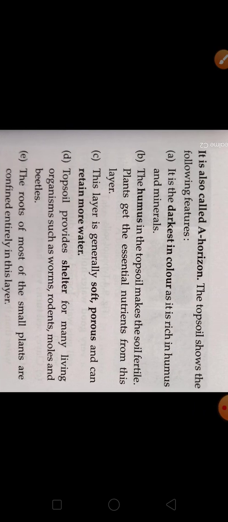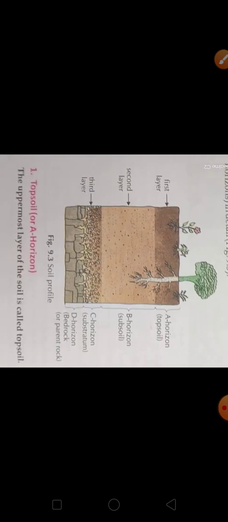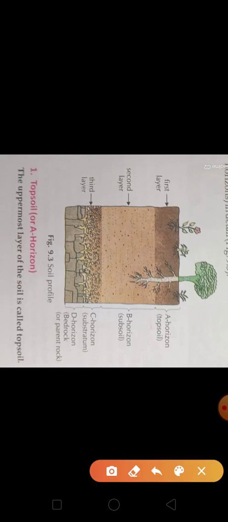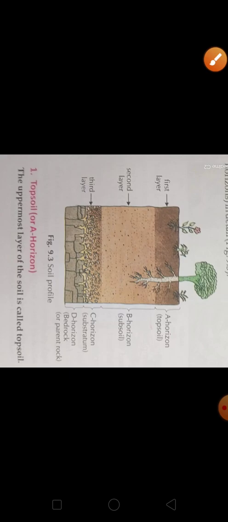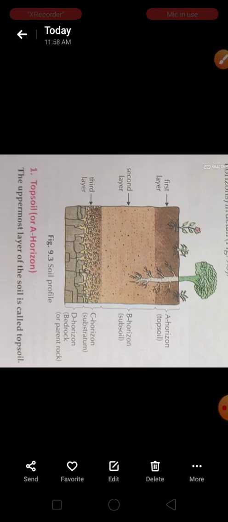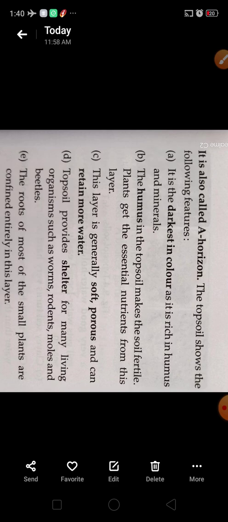Okay, now children, see the details of these horizons. The first horizon, that is the A horizon, is called topsoil. So we can say that the uppermost layer of soil is called topsoil. Okay, this uppermost layer is topsoil. Next, the A horizon has different features.